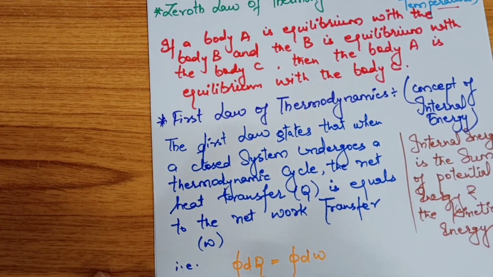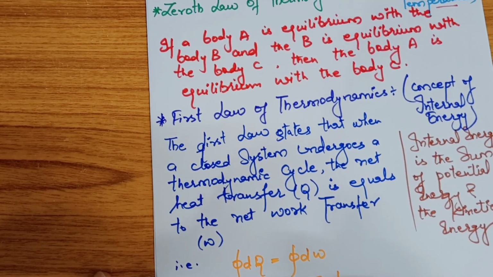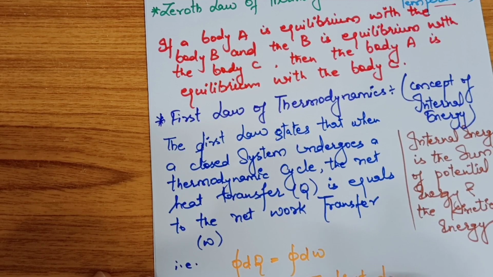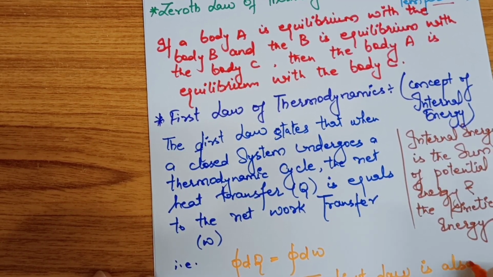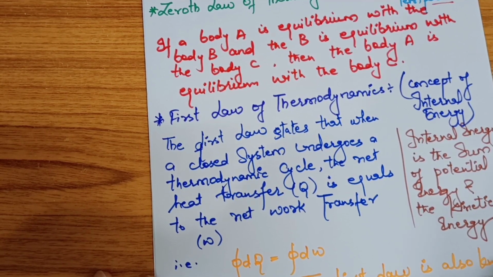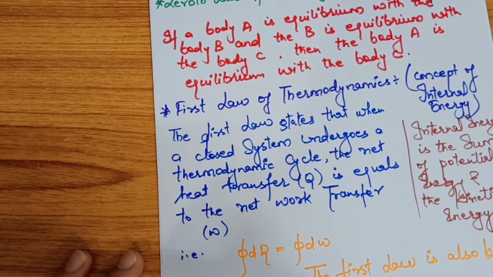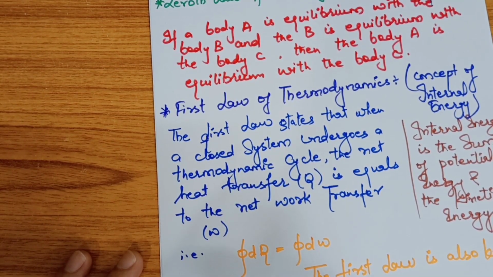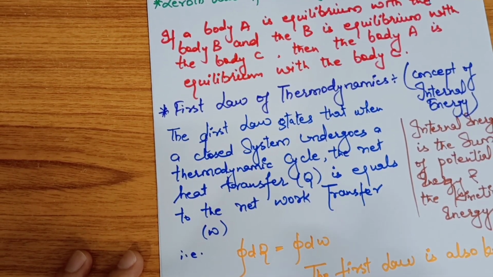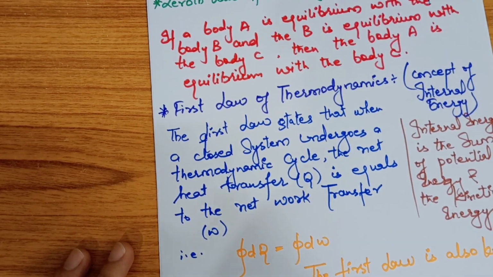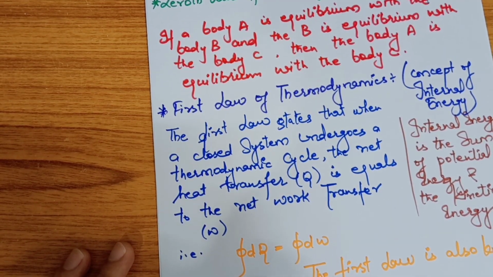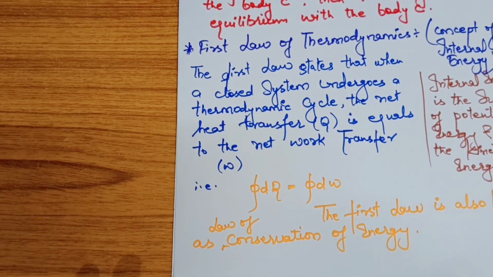So the first law is also known as the law of conservation of energy. It means energy can neither be created nor be destroyed.